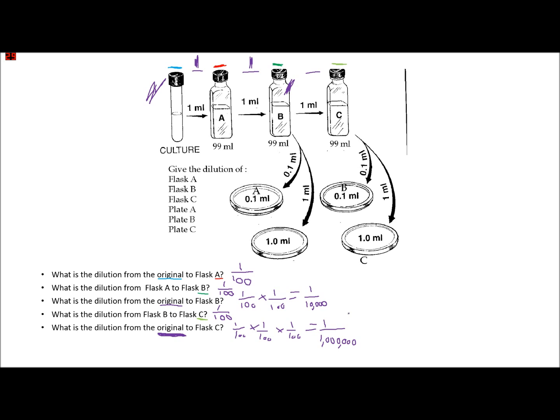It's 1 part in 1 million. So you can see how this quickly went from a pure culture to 1 part in 1 million in just 3 dilutions.